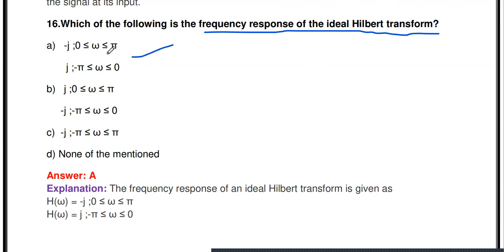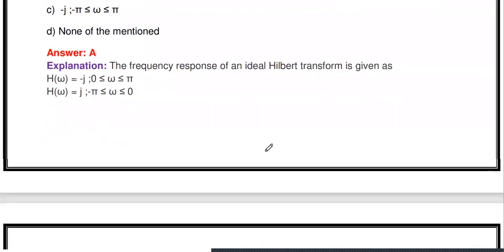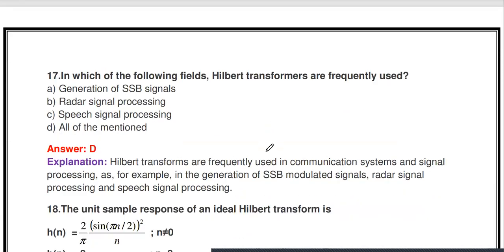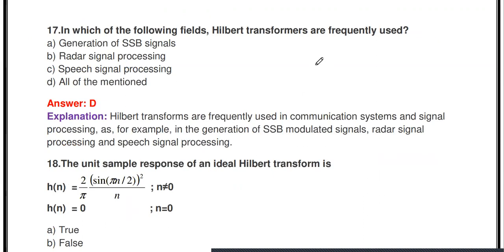For the positive frequency 0 to pi, the value is minus j. For the frequency minus pi to 0, it is plus j. So this is the frequency response HD of omega for the ideal Hilbert transform: minus j for positive frequency from 0 to pi, plus j for frequency between minus pi to 0. The use of the Hilbert transform is that it can introduce a 90-degree phase shift to the input signal.